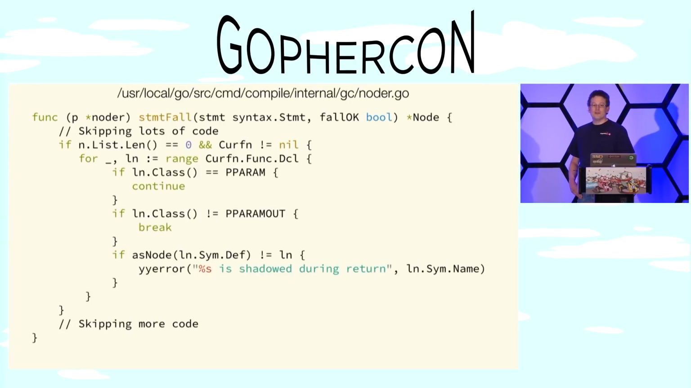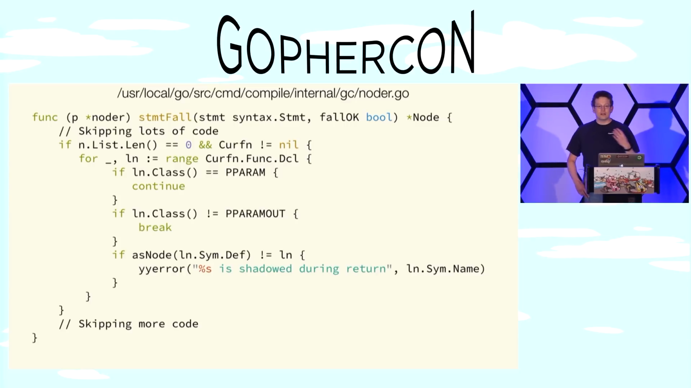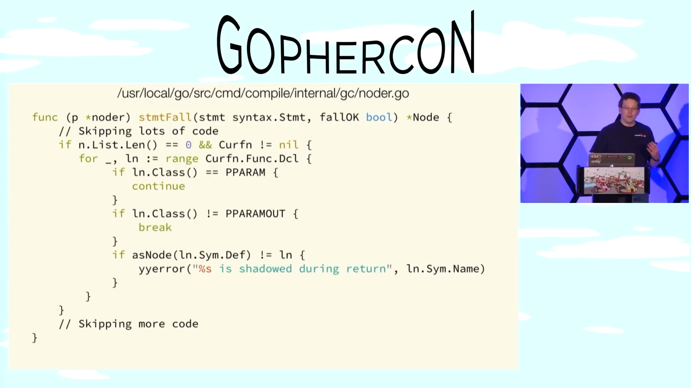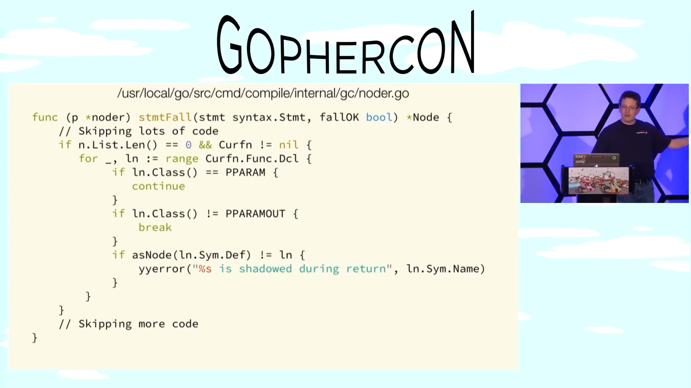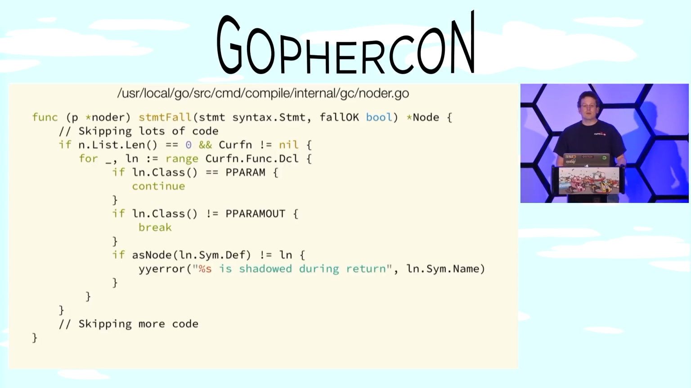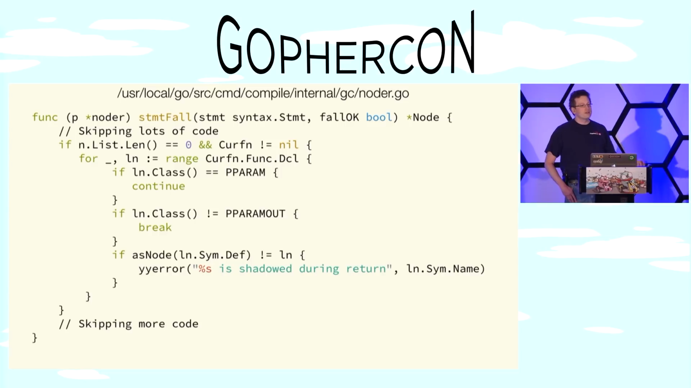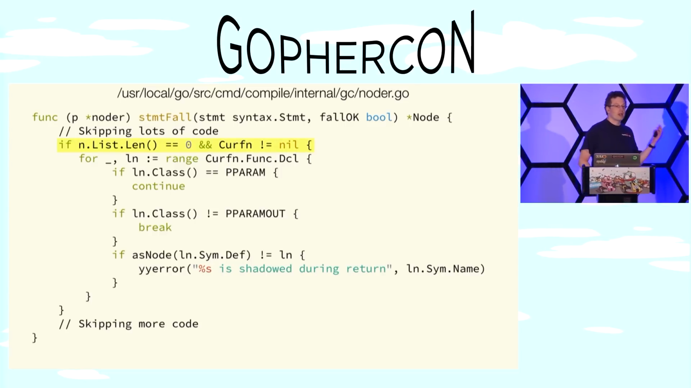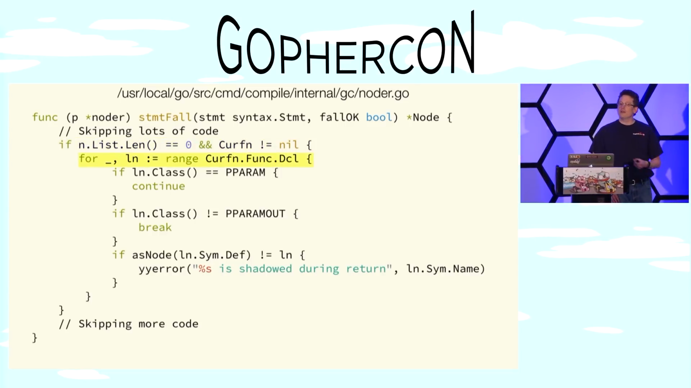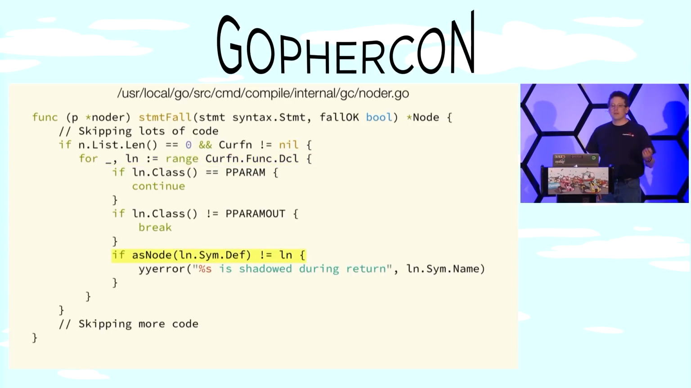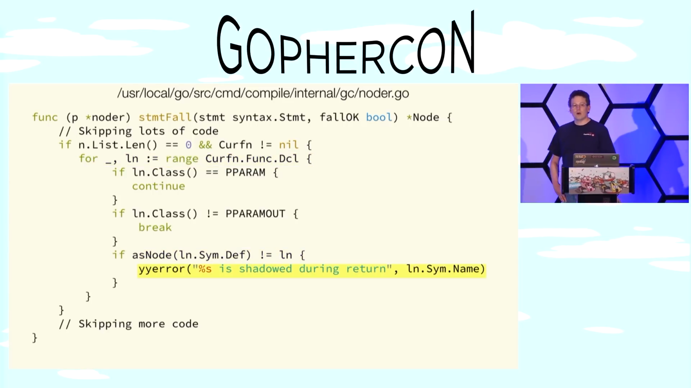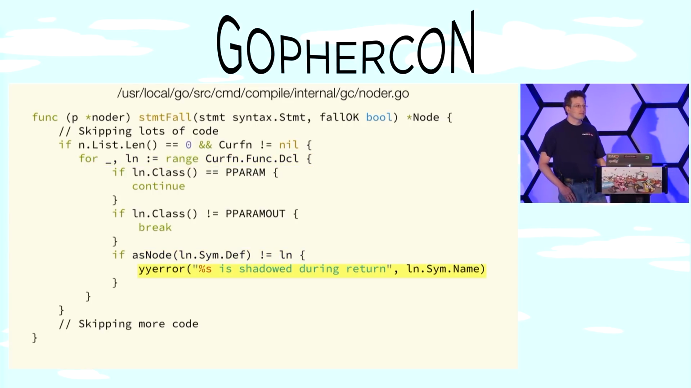And you can see the code for this in compile internal gc noder.go in the noder statement call method. Cutting out a bunch of the code from this method because it's really big, but this method's job is to run some basic sanity checks on the statements in a block of code. And if it finds a return statement, it checks to see if it's a blank return. If it is, it checks all the named return parameters, makes sure that none of them are currently shadowed, and if any of them are, it returns back an error message.